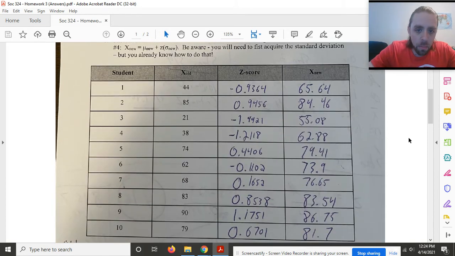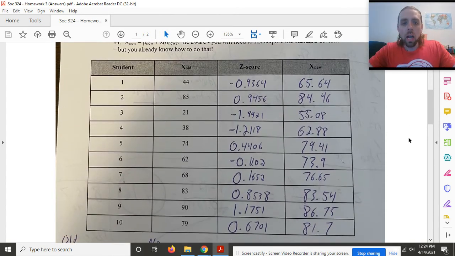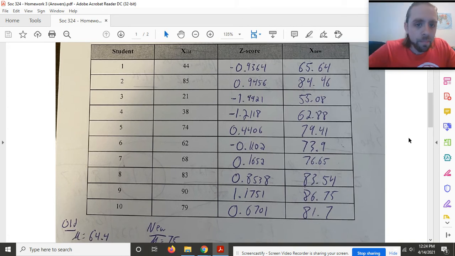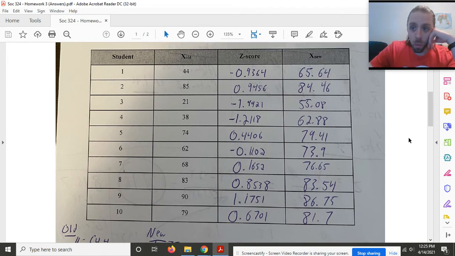So you are given a table where columns 1 and 2 were filled out. Column 1 is just the students, so we have 10. Column 2 is how they performed on an exam, and they are as follows: 44, 85, 21, 38, 74, 62, 68, 83, 90, and 79. And we need to then calculate a z-score and use that to get x new using a formula that was provided for you. So 4 steps here.